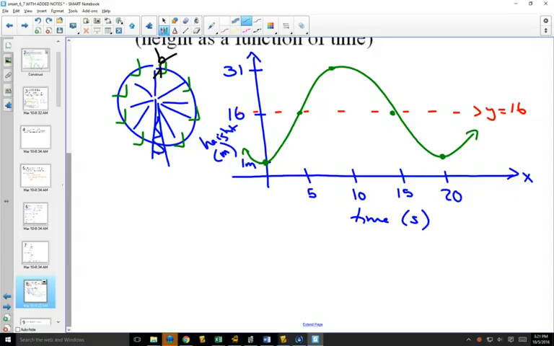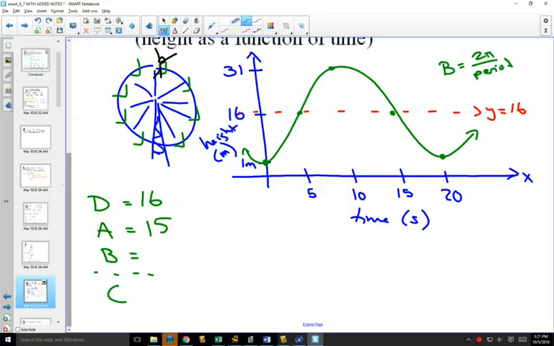Now that we've drawn our graph, we can write our equations. Our equations are going to be based on this. From here, what's our d value? What's our sinusoidal axis? 16. What's our amplitude? 15. Our b value, again, remember that your b value is always 2 pi over your period. So our b value here is going to be 2 pi divided by 20.